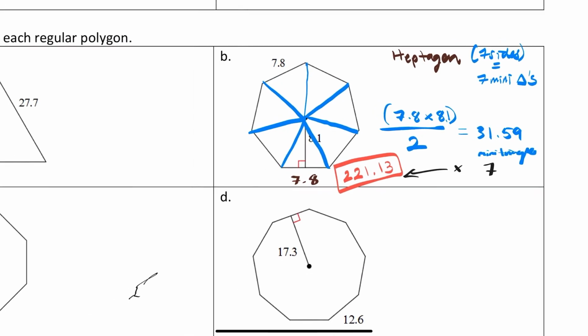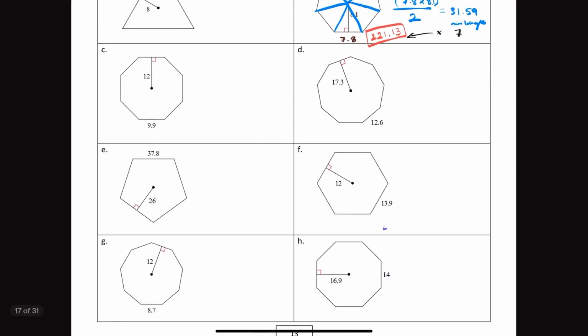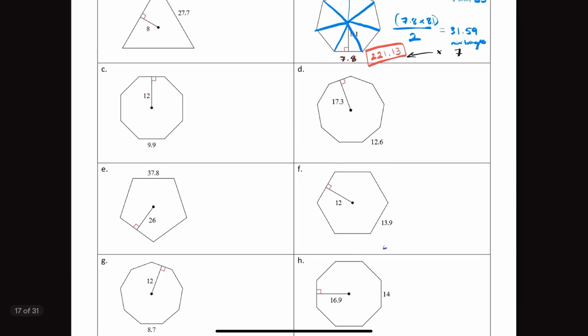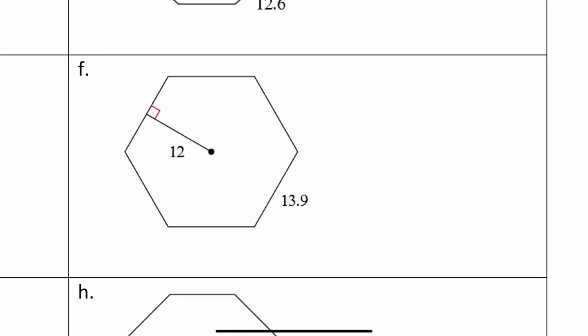We'll do one more example just to make sure we got it down. Let's use a different type of regular polygon. Maybe we'll use this one right here. Cool. So let's go ahead and count the sides: 1, 2, 3, 4, 5, 6. So that is a hexagon. And so 6 sides equals 6 mini triangles.